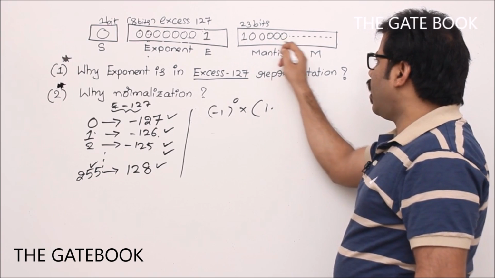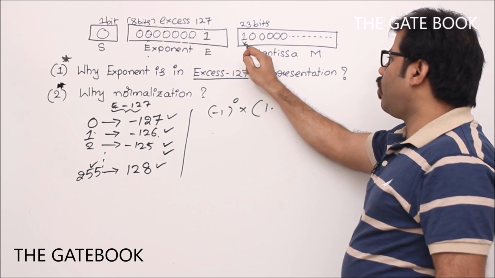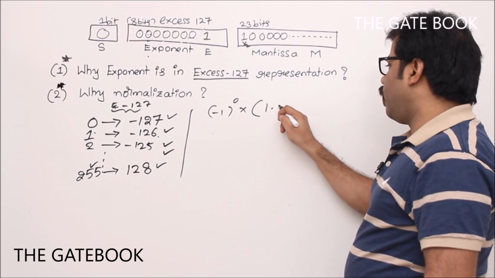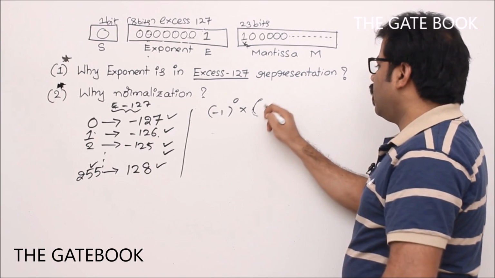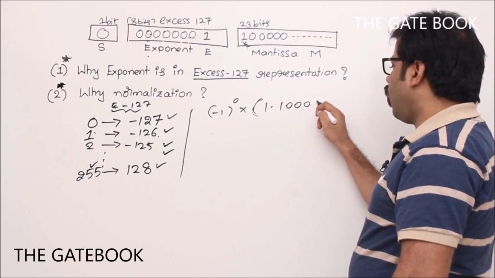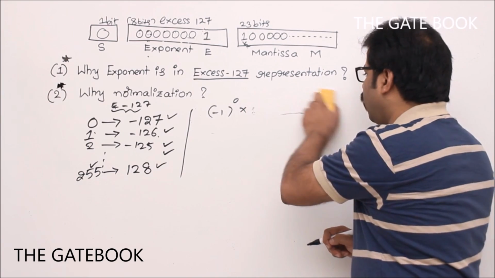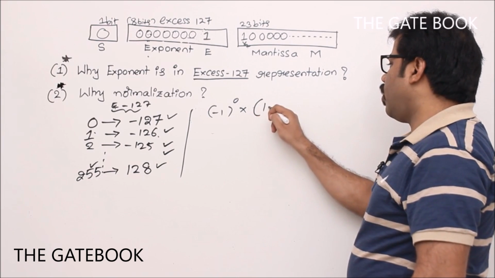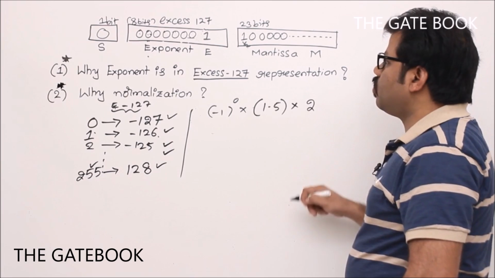What is the mantissa value? You know one thing: the weightage of this one is 1 by 2, which means 0.5. So 1 plus 0.5, that means 1.5, right? It is 1 point m, where m means 1000. So 1.1000 in fractional representation is equivalent to a decimal value of 1.5. You know that, right? Into base 2 to the power of exponent.